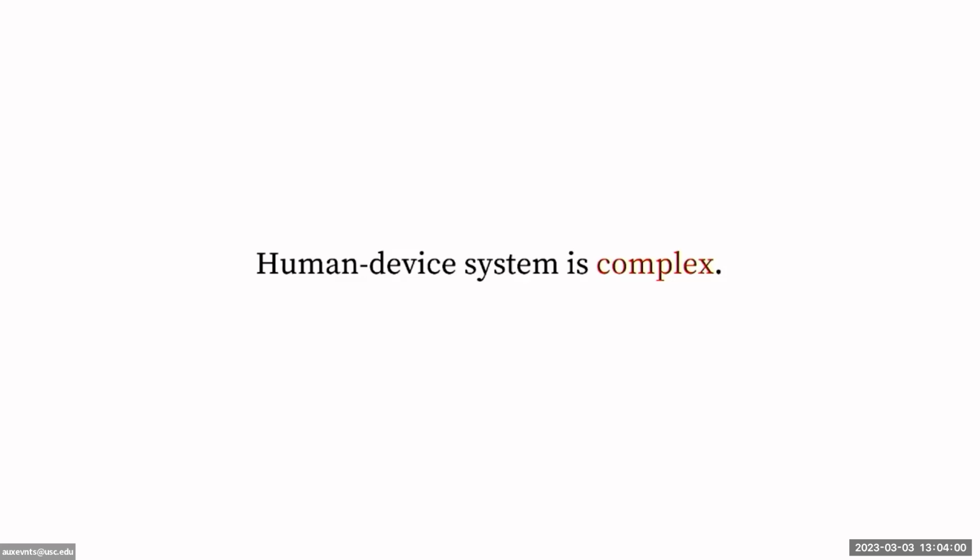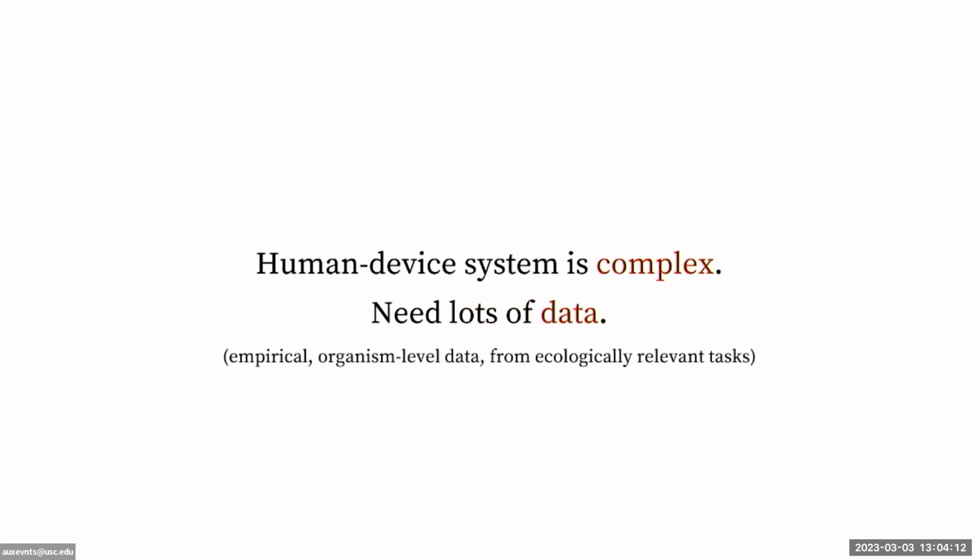I think that a strong implication of the complexity of the human device system is that in order to interact with it well, we need a lot of data in one way or another. And the kind of data we need is empirical, it's organism level, and it's from meaningful activities or behaviors.